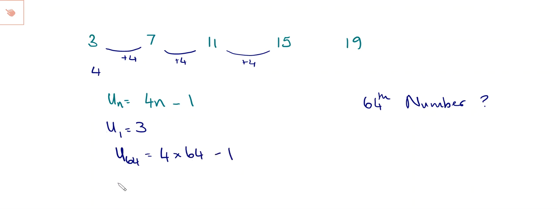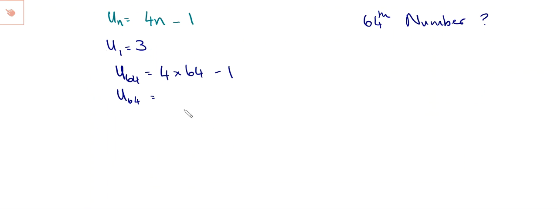Minus 1. So if we work that out, what does it become? 255. 255. Good. Okay. What did we just do there? Well, what we go on, Zoe. But how do I know it's 4 times 64? What did I do?